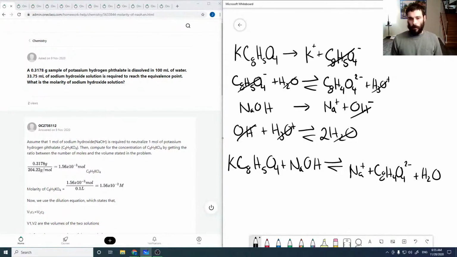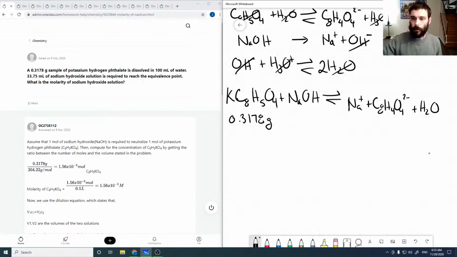And so we have 0.3178 grams of this, and our neutralization occurs in a 1-to-1 ratio. So for each mole of our potassium hydrogen phthalate, we need a mole of NaOH to neutralize. That's how we're going to calculate the molarity in the end, just by using that 1-to-1 ratio. So for our potassium hydrogen phthalate, we need our molar mass.